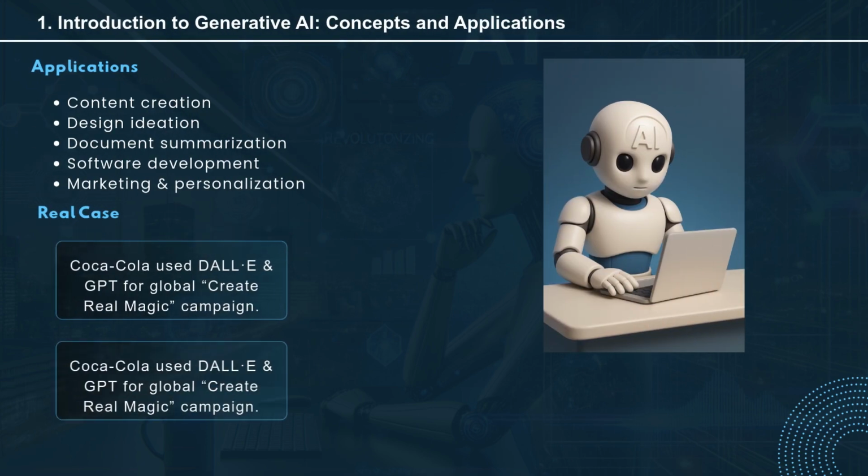This slide highlights key applications of generative AI, such as content creation, design ideation, summarization, software development, and marketing personalization. Emphasize how GenAI speeds up creativity and improves efficiency across industries. Mention the real-world example: Coca-Cola used tools like DALL-E and GPT in their global Create Real Magic campaign, showing how major brands leverage GenAI for large-scale creative projects.